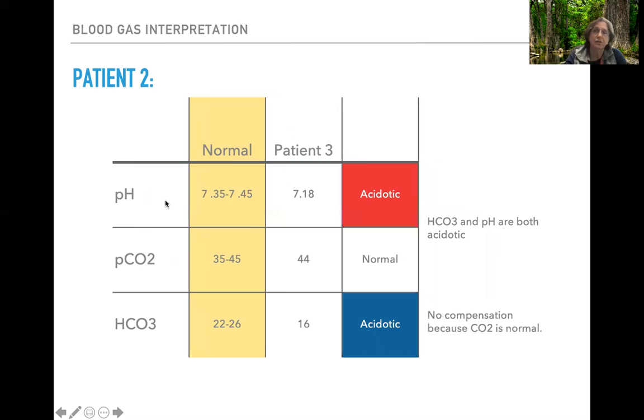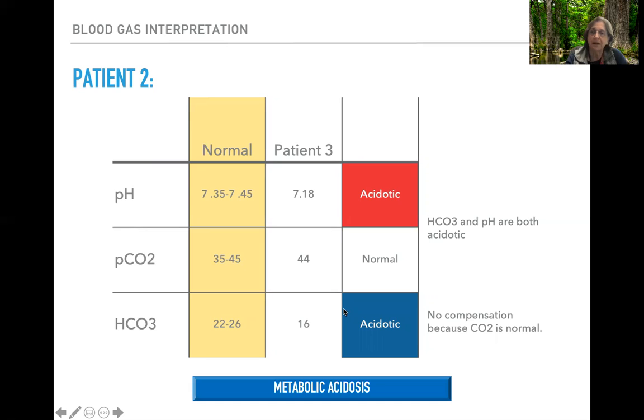Our second patient, whoops, that's 3, we're patient 2. So 7.18 is less than 7.35, that's acidosis. Our CO2, which is our respiratory component, is normal. So we know it's not respiratory. We look at bicarb, which is our base. It is less than 22. We have less base in the serum. So again, that is acidosis. Now with these patients, let's just say, okay, this is metabolic acidosis.